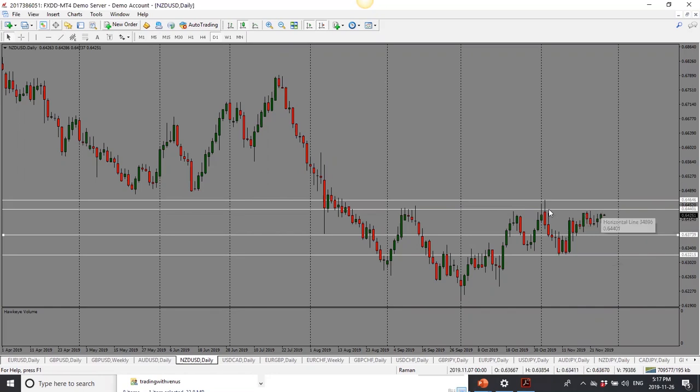Only if it clears this level would I look for the next one at 0.6465. But otherwise, this is an important support resistance level. Watch out for a reaction here. If price doesn't go through this level, I will look for a move back into the range. And in that case, the target here is 0.6380.